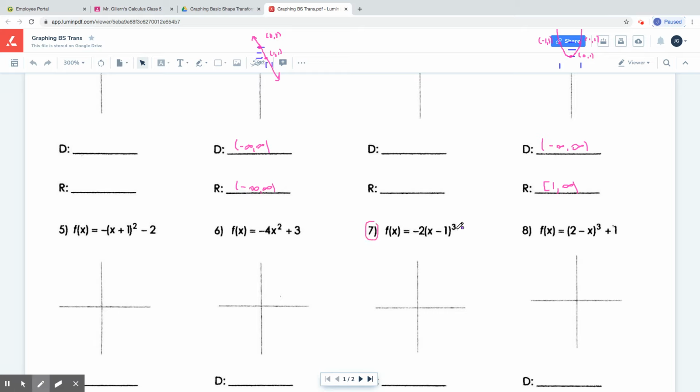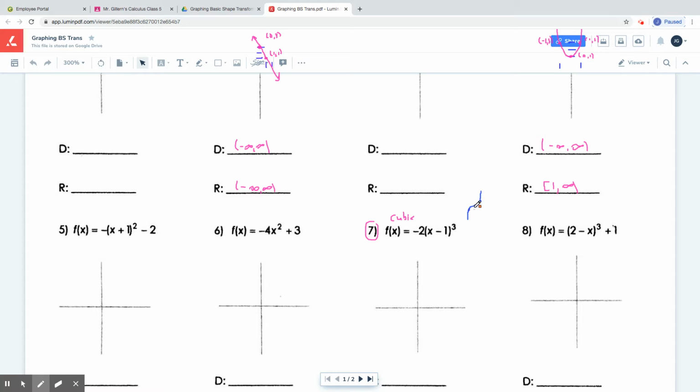Now, number 7 is what type of function? Well, it is a cubic function. How do I know it's a cubic function? Well, because you have this cube up here, right? Remember, a cube is an S-curve. It is an S-curve, and it's at 0, 0. This point is 1, 1. This point is -1, -1, okay?